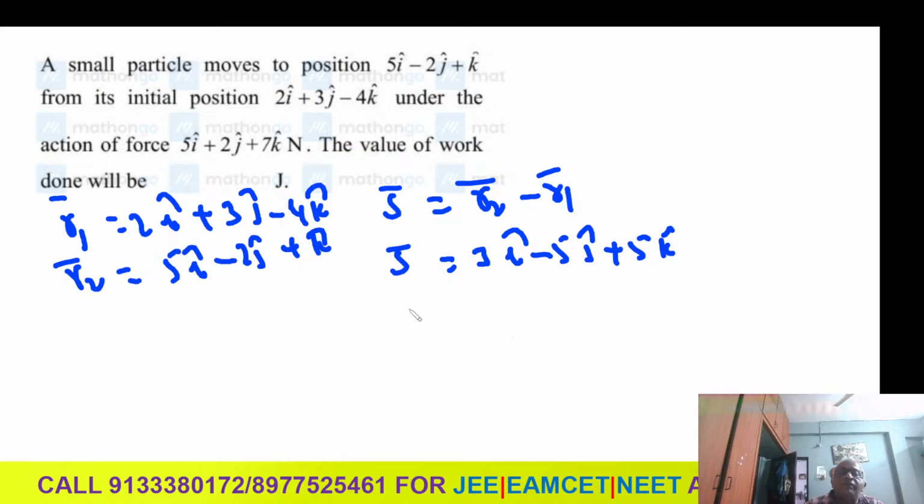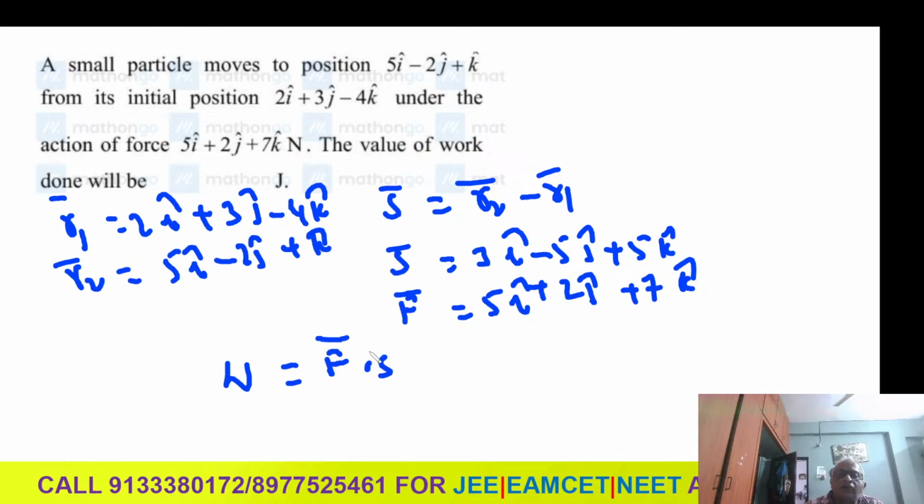The force vector is given as how much? The force vector is given as 5i plus 2j plus 7k. See properly. What is work done? F bar dot S bar. Work done. Last time also we did this. You can verify my last class. In the first class we had some secondary concepts and work, power, energy also. F bar dot S bar. The dot product is very easy.